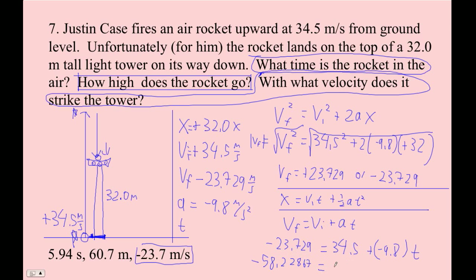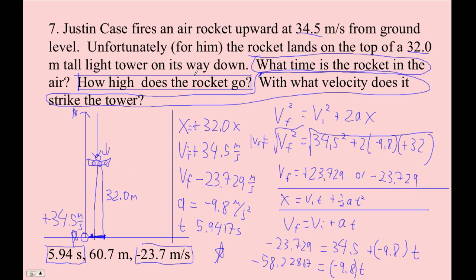equals negative 9.8 times t, right? And then the next step is to divide by negative 9.8. All right, and I get 5.9417. And with about 3 significant figures like they gave us, here they're giving us 3, here's 3, I can just say that's about 5.94 seconds, right? Okay, so that's that one.